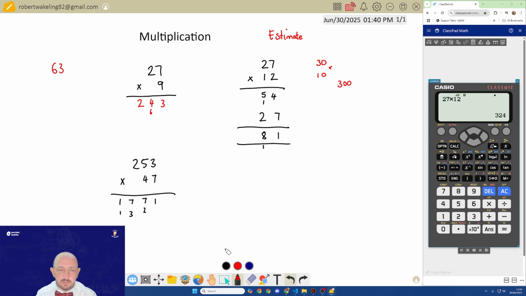We must remember, as we've moved to the 4 now, we're multiplying by 40 as opposed to actually 4. So that's why we need that extra 0 there. 4 times 3 is 12. 4 times 5 is 20, plus the 1 is 21. And 4 times 2 is 8, plus the 2 is 10. So I have to carry the 1 as well.